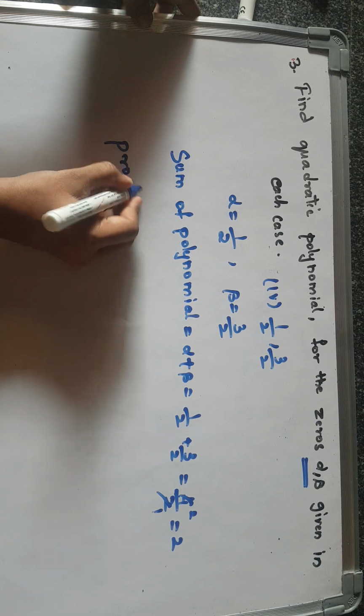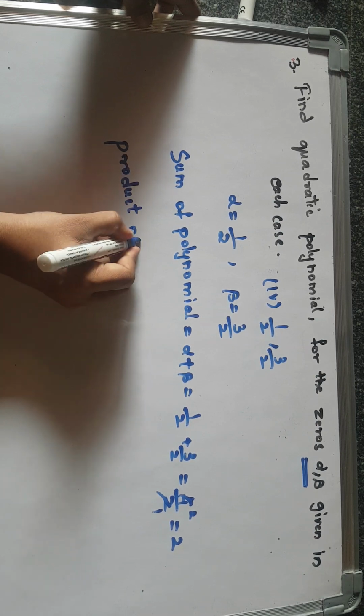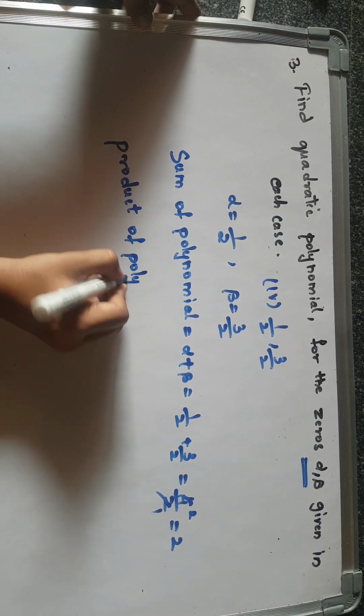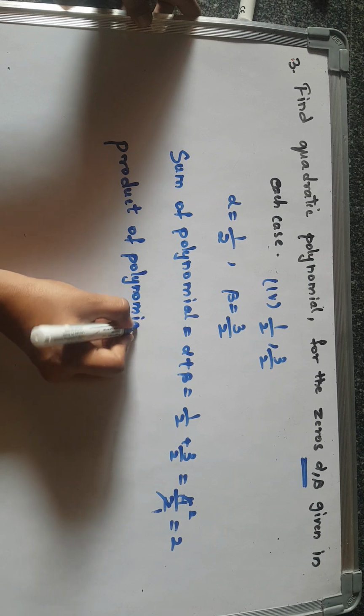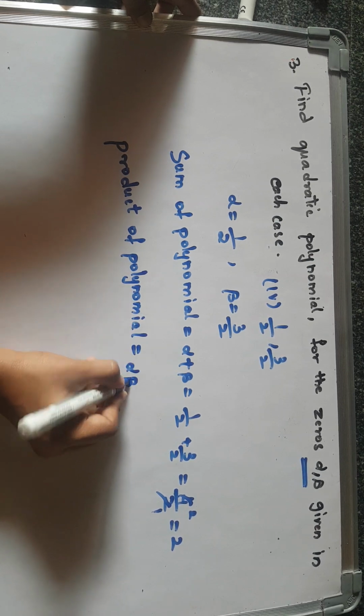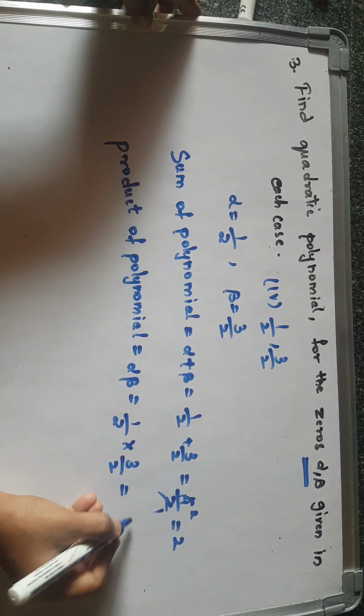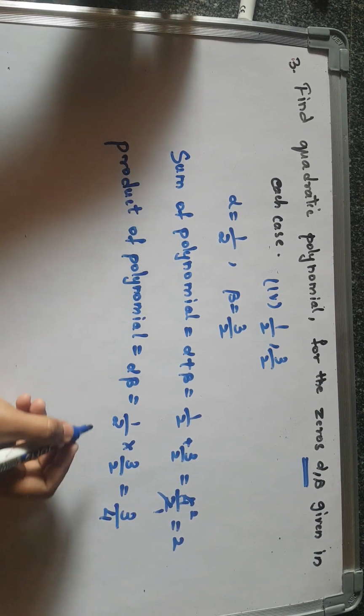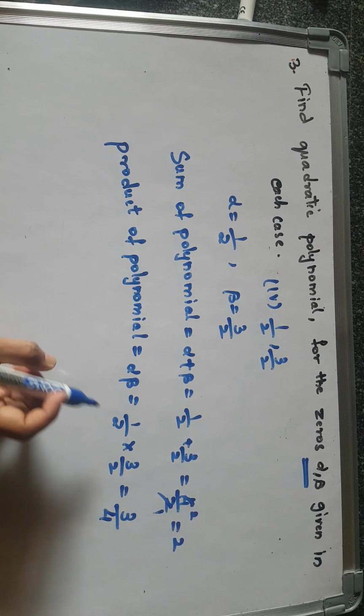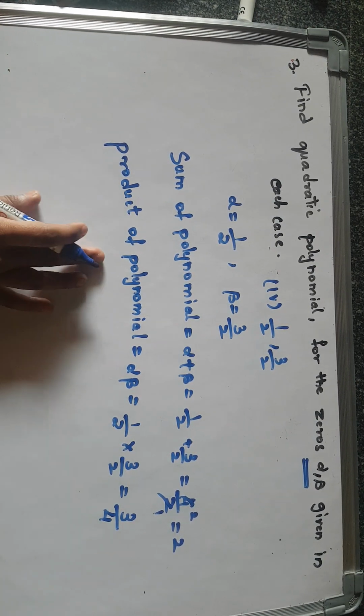Now finding the product of the zeros. This value becomes alpha into beta, which equals 1 by 2 into 3 by 2. This value is becoming 3 by 4. For multiplication we have to multiply the numerators separately and the denominators separately.